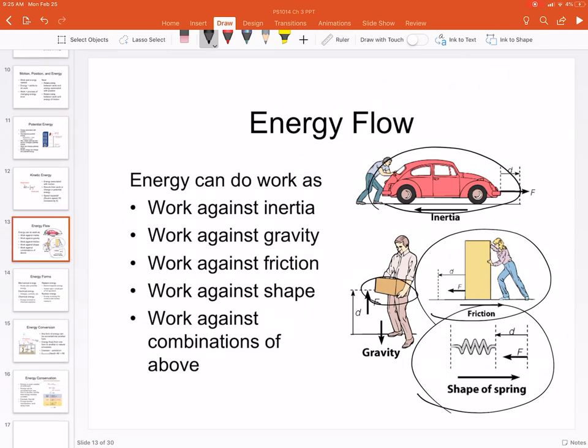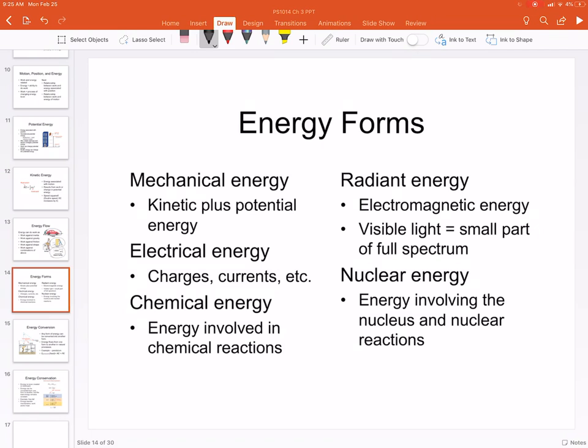All right, so those are different ways that we can work against something, and that requires us to do work. So that requires energy. All right, so there are different energy forms, and you don't necessarily need to memorize every specific thing about them, but you need to know these terms. So these are the various types of energy forms.